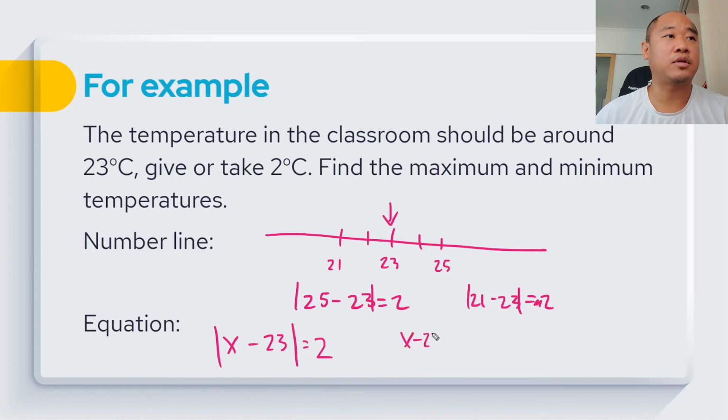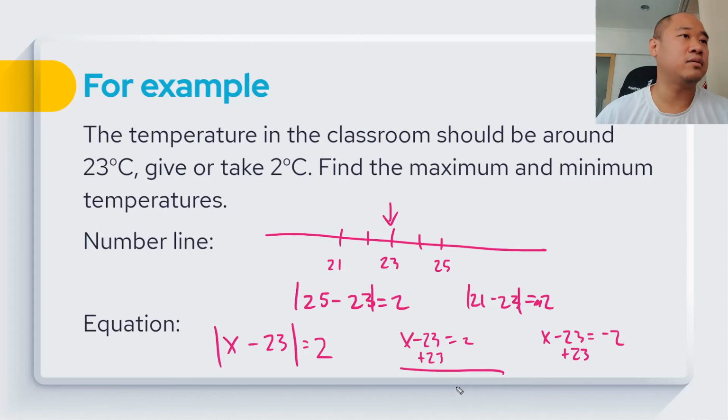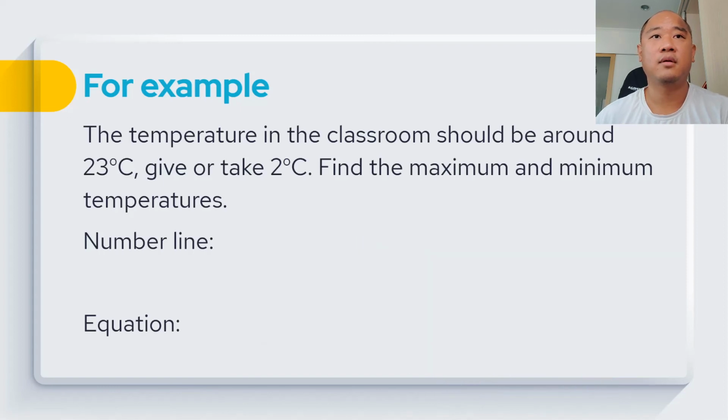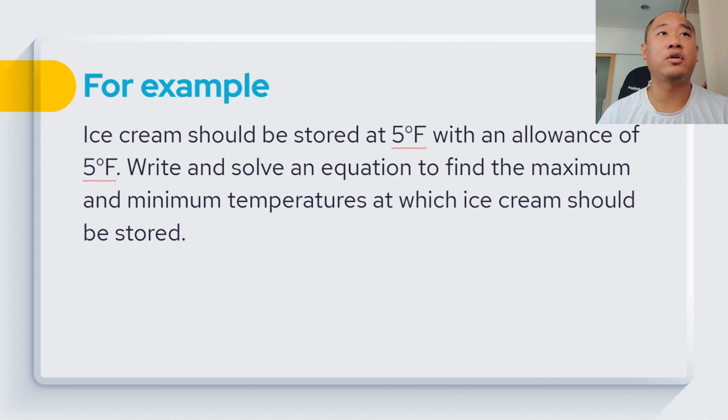x minus 23 equals 2. x minus 23 equals negative 2. And then we just add 23 to both sides on both equations. And we get x equals 25 and x equals 21 over here. Okay. So why don't you go ahead and try that on your own.